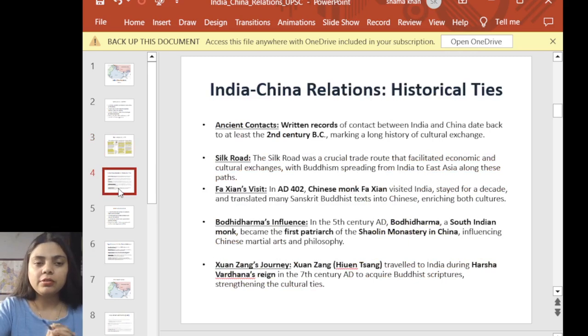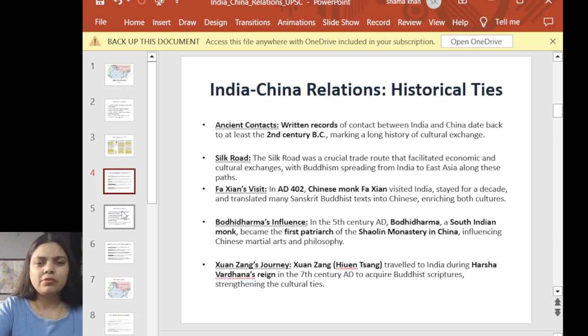So let's look at the relationship from the historical point of view also. In ancient times, if we look at written records, since the 2nd century BC we have had a connection with China, and the Silk Road was used to have a good economic relationship and cultural exchange. We have also seen the visits of Fa-Hien and Hsuan-tsang to India in order to understand Buddhism. We have seen Bodhidharma's influence in the 5th century, which influenced a lot in terms of Chinese martial arts and philosophy.